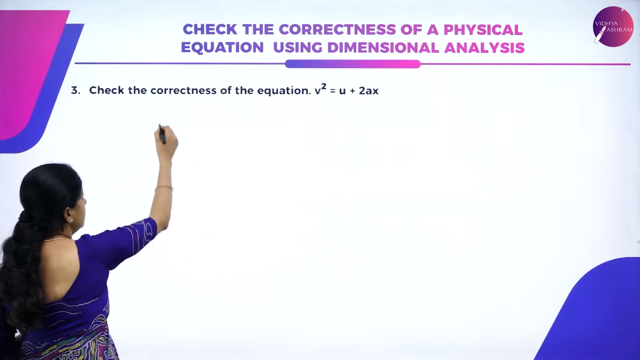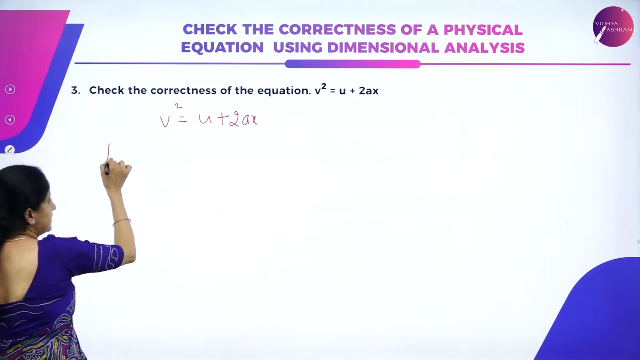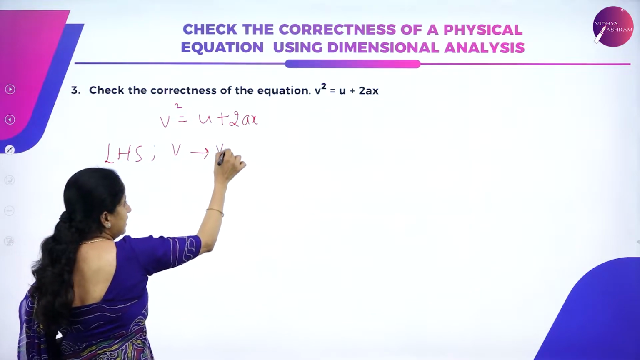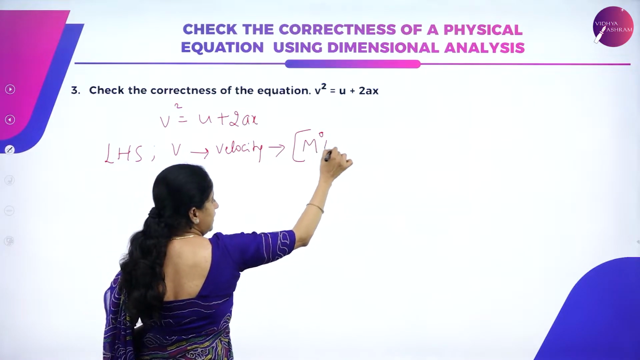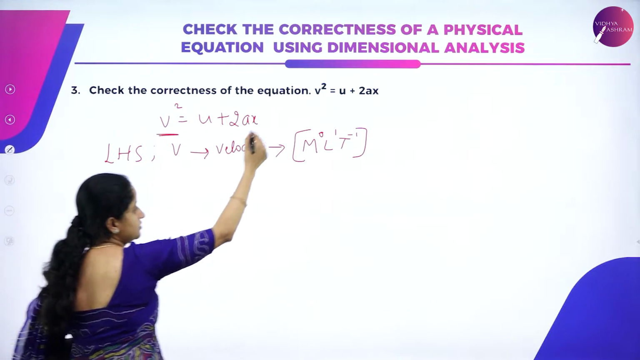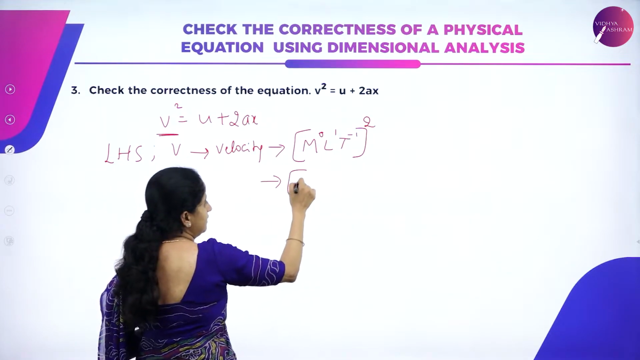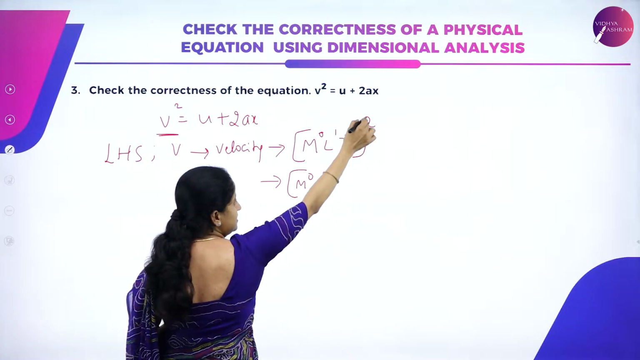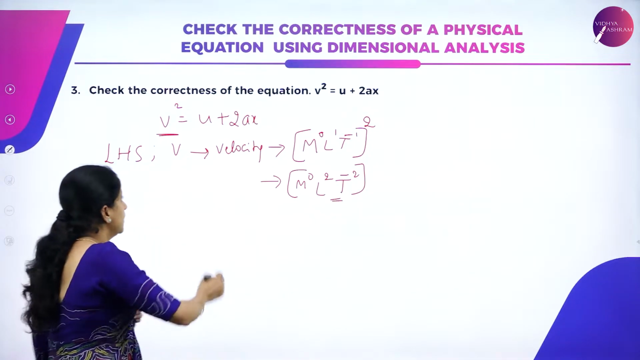We have an example, v square is equal to u plus 2ax. Here in this equation, let us write the dimensional formula for LHS. I have v here, which is nothing but velocity. Velocity dimensional formula is M raised to 0, L raised to 1 and T raised to minus 1. Since I have v square, I should raise the dimension to the power 2. Next, I'll get M raised to 0, L raised to 1 into 2, so I'll get L raised to 2, T raised to minus 1 into 2, so we will get T raised to minus 2. This is the dimensional formula for v square.